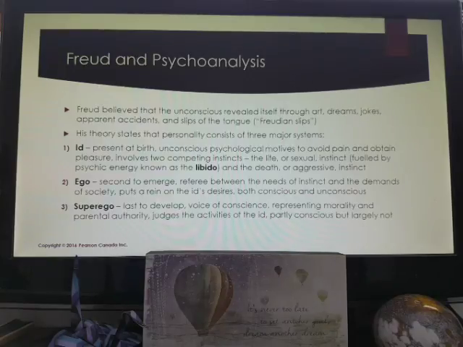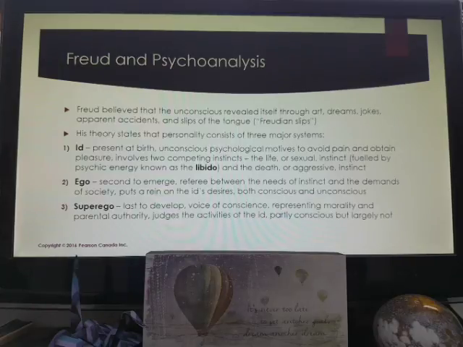The second part was the ego. So the ego is second to emerge, whereas, like we said, the id was present from birth. The ego acts as the referee between the needs of instinct and the demands of society. It helps to put a rein on the id's desires for sex and aggression, and it represents reason and good sense. And he said that this one was both conscious and unconscious, so partly conscious and partly unconscious.